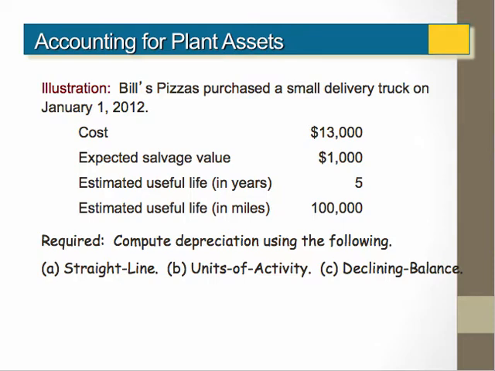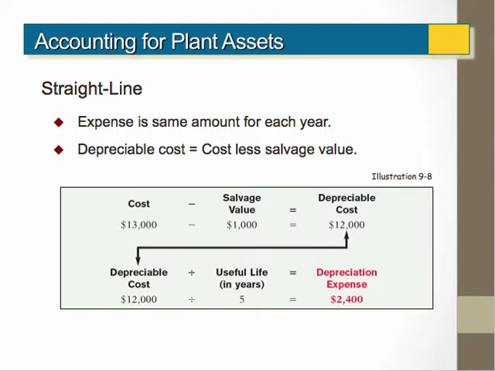So now let's take a look at this example. The cost of the asset was $13,000, the salvage value was $1,000, and the estimated useful life was 5 years or 100,000 miles. We need these four items if we're going to compute depreciation under these three methods: straight line, units of activity, or declining balance.